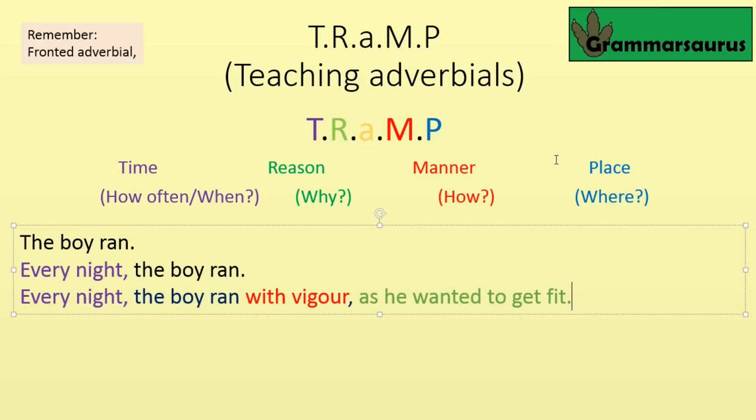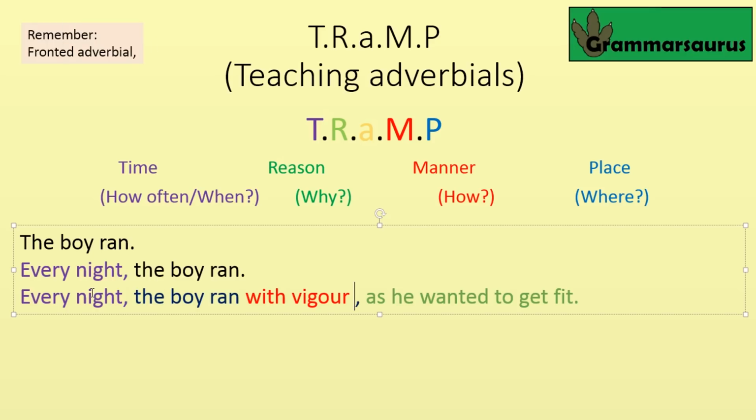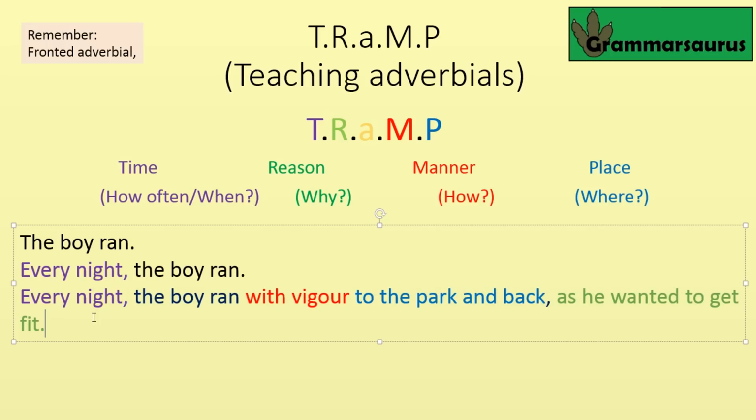Finally, this easy one here, place. Where did the boy run? Now, the kids might mess this up a bit because they might say every night to the park and back the boy ran with vigour. They've got to play with the sentence structure sometimes. They'll learn to put it in the right place, but it makes more sense to put it here. So I'm going to say, where did he run? He ran to the park and back. Simple. Every night, the boy ran with vigour to the park and back as he wanted to get fit.